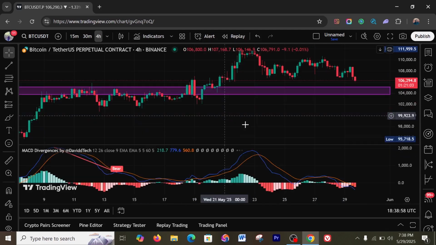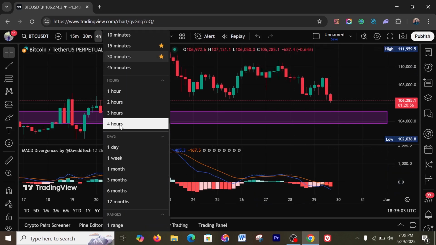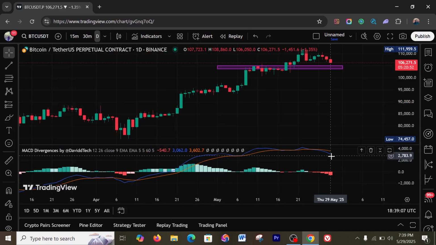If you put the MACD, you would notice that we're still in bearish territory. And even if you switch this to the daily, you would notice that this is just like the beginning of short-term bearish movement, because you will see that the bears are in control around this area.